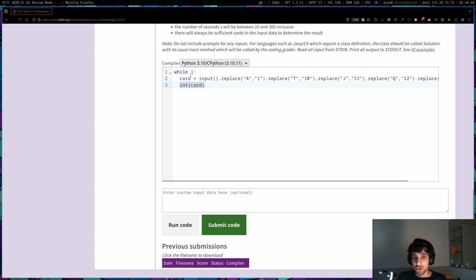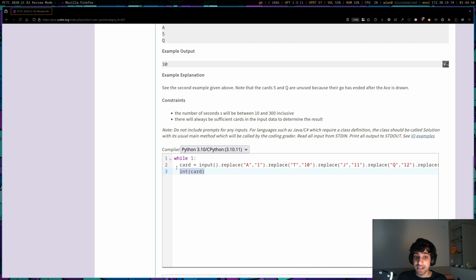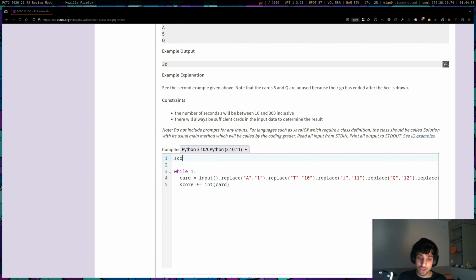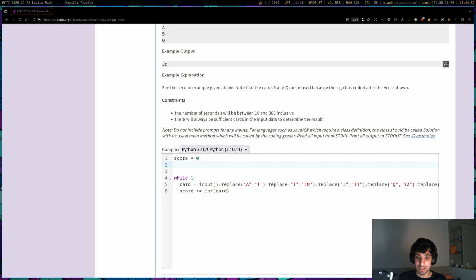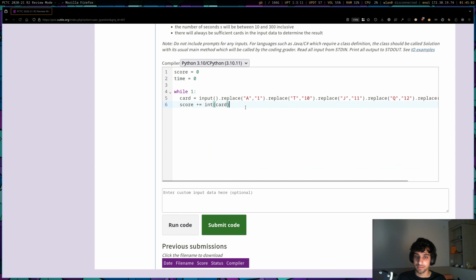What are we going to do to this integer? Well, we need to add it to our running total, our score. So let's add that to our score. But of course, we need to create the score right at the beginning of the code, and that's initially equal to 0. We should probably also keep track of time, so time is also initially equal to 0.